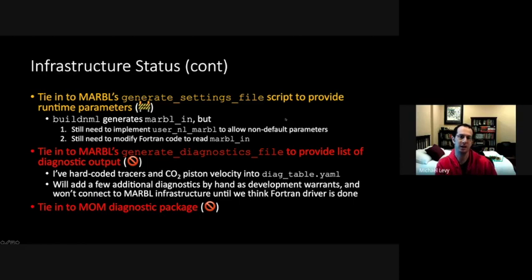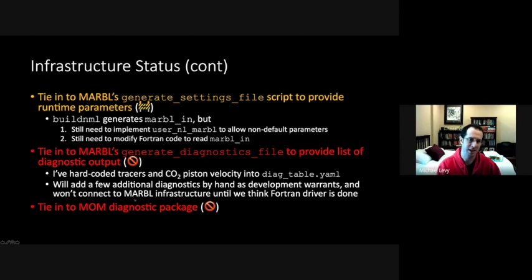I haven't done any work to tie in MARBL's generate diagnostics file script, which can be used to provide a list of diagnostic output into the system. So far, I've just hard-coded specific tracers and one diagnostic into the diag table YAML file. And then as I develop, I'll continue to add diagnostics by hand as we need it. And I won't try to connect to the MARBL infrastructure until we're actually happy with where the Fortran driver is.